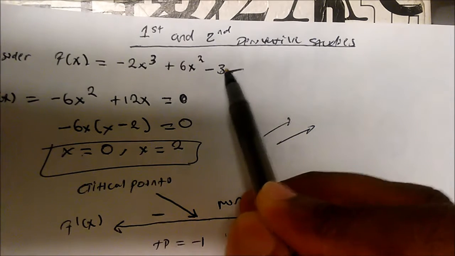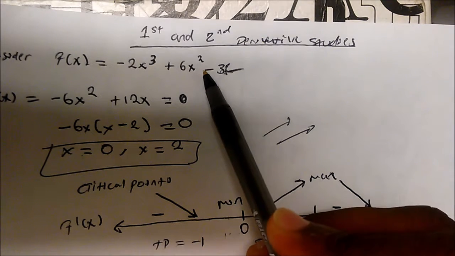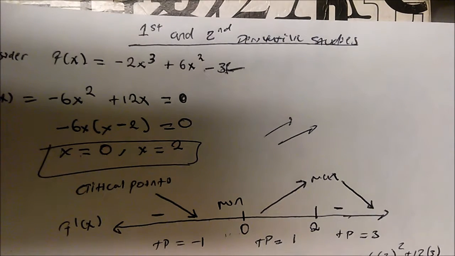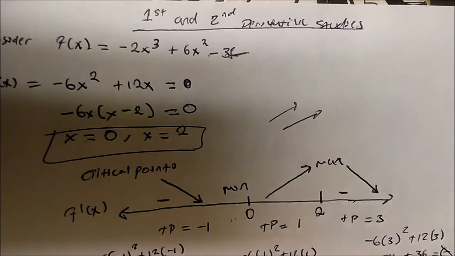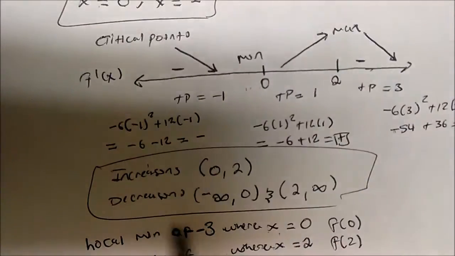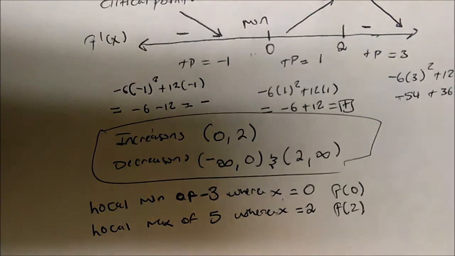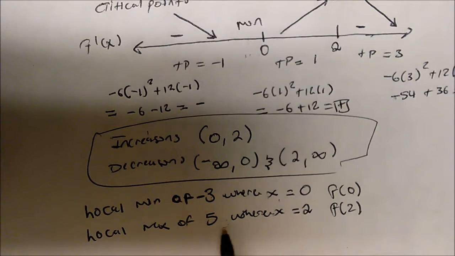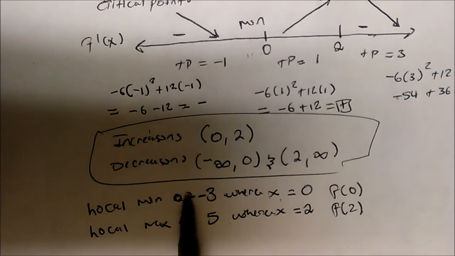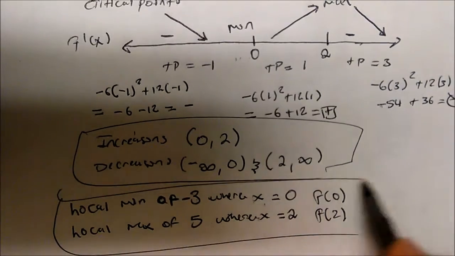This is where I plug it in. You could just plug this into your calculator or do the work for yourself, either or. If you plug 0 into this function here, you're going to get a local min of -3. If you plug 2 into the same function, you will get 5. And so you have a local max of 5 where x is equal to 2, and a local min of -3 where x is equal to 0. So remember this step: you plug this into the original function, not your derivative.